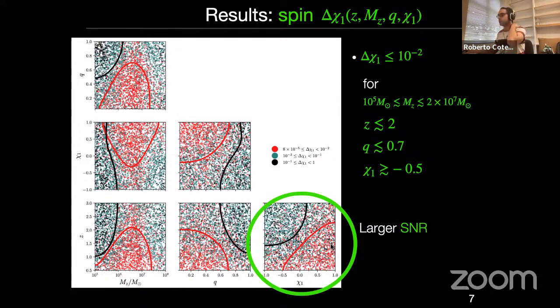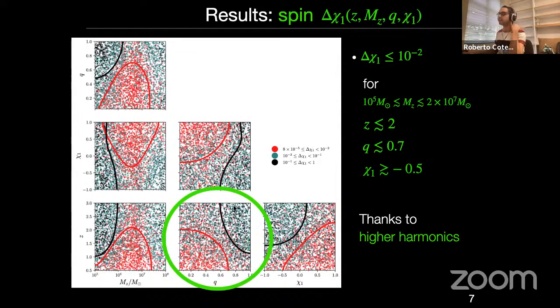And also the SNR is largest when we have larger spins. So basically, we best measure the spins when the spins are large. This is more interesting: we best measure the spin when the system doesn't have comparable masses, but is away from comparable mass. In fact, you see that you can measure the spin at a further away redshift the smaller the mass ratio is. And this is due to higher harmonics, because they are more excited when the mass ratio is smaller.